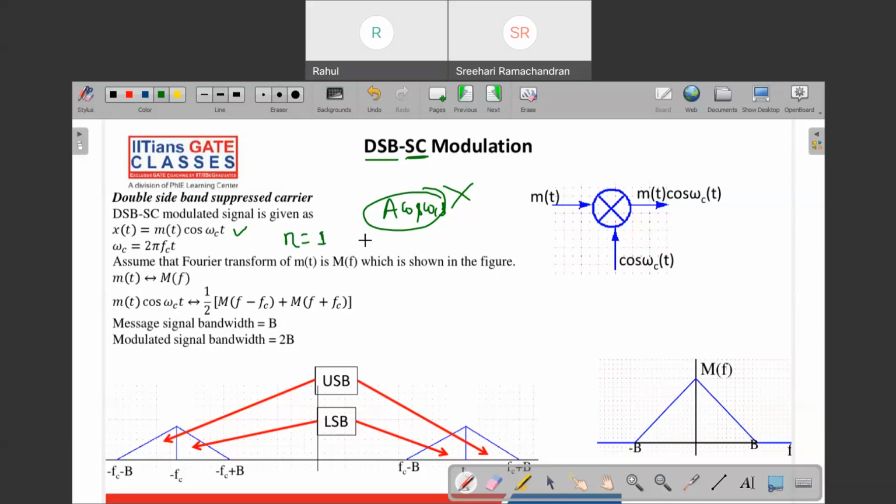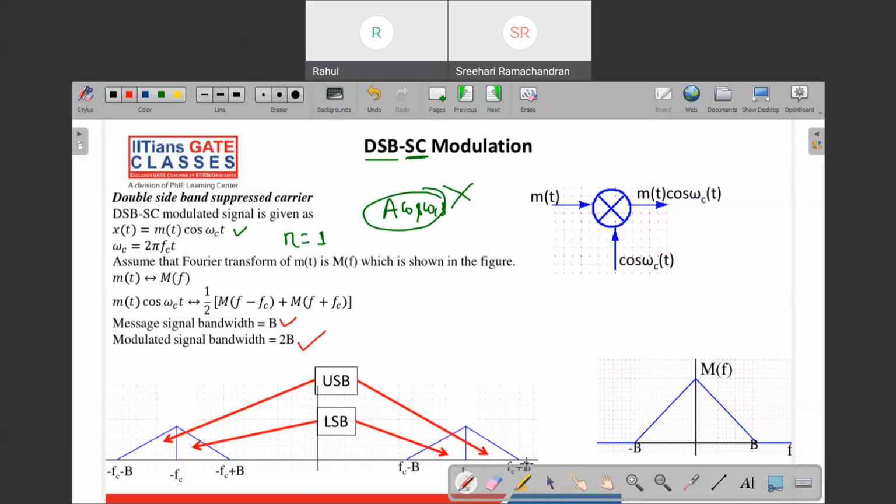Now let's see the spectrum. This spectrum will be similar to what we have seen for the AM signal. The only difference is that we will not see the two impulses that were located at minus fc and plus fc, because those impulses correspond to the carrier term and we don't have the carrier term here. Since we have removed the carrier term, we will have just the upper sideband and the lower sideband. Again in this case, if your message bandwidth is B, your modulated signal bandwidth will be 2B, because it is ranging from fc minus B to fc plus B.